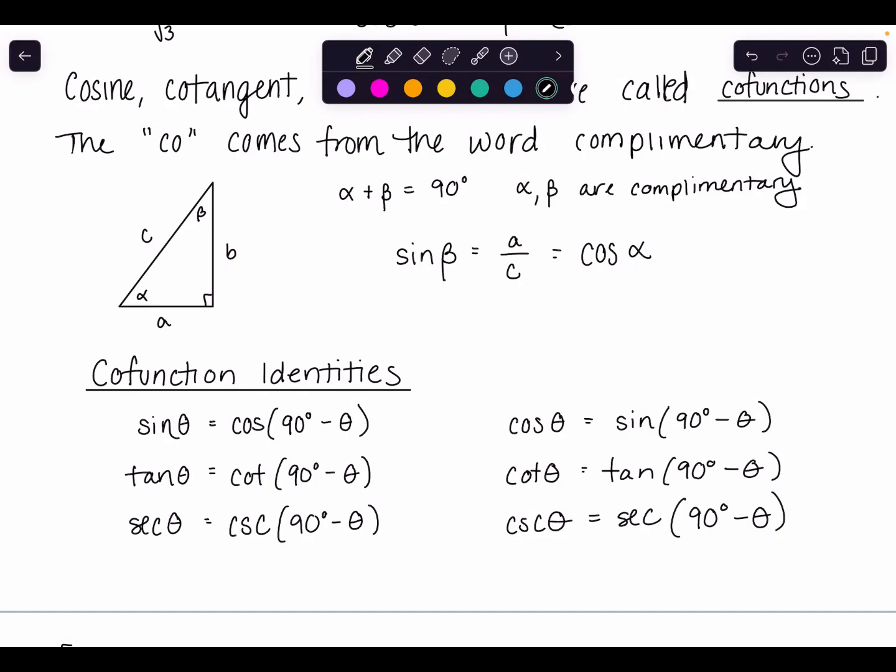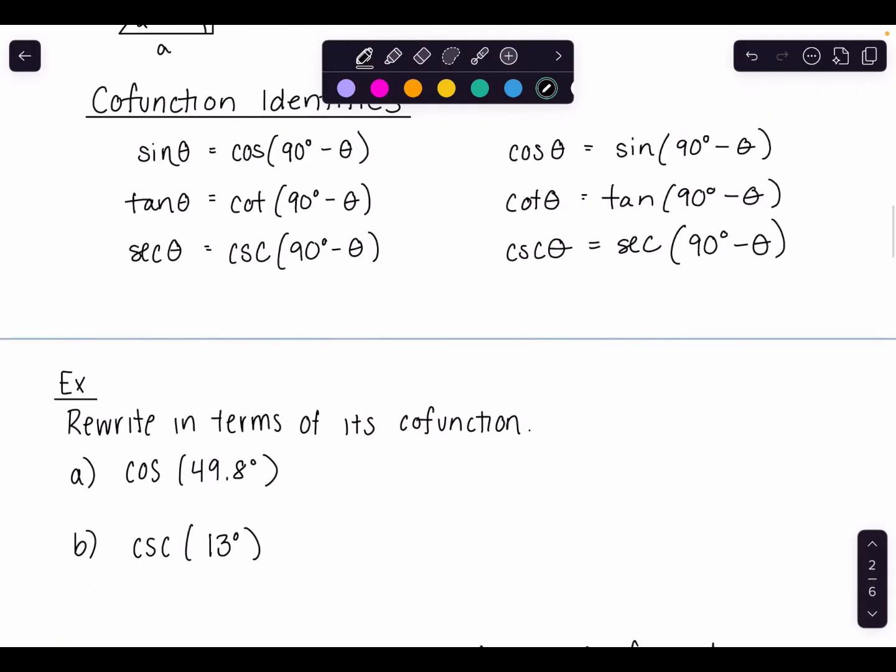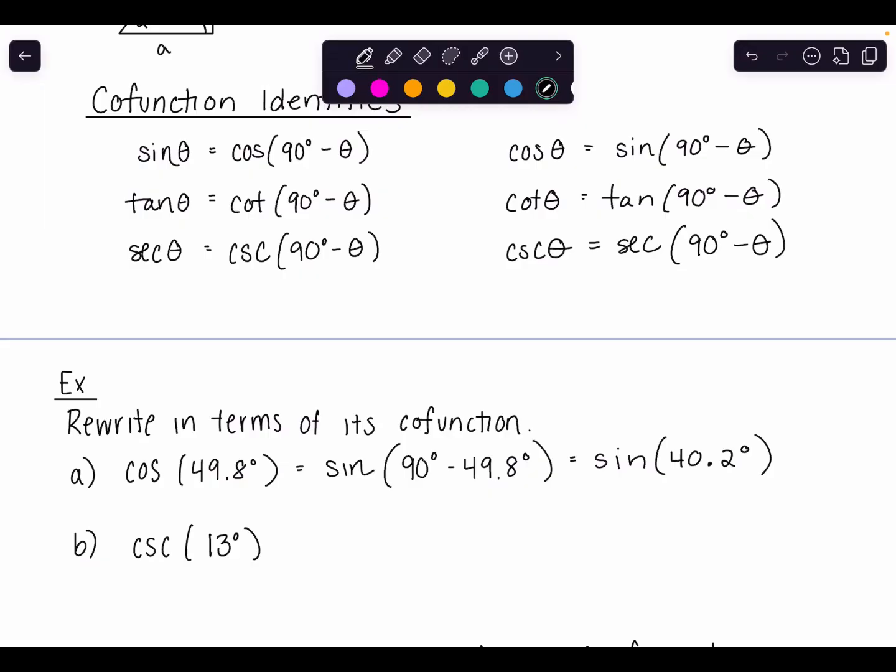So let's try a few examples of this, and then really we're going to spend a ton of time with reference angles. Okay? So we're going to rewrite in terms of its cofunction. So starting with cosine, this is going to relate then to the sine function. And on the inside, I put the complement of 49.8 degrees. So subtracting 49.8 from 90, cosine of 49.8 is the same thing as sine of 40.2 degrees.